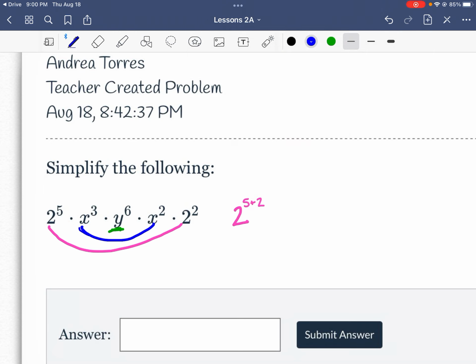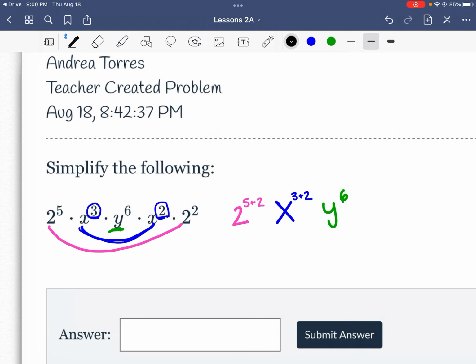Now let's focus on my x's. I have an x. I'm going to keep the base. And what exponents do I have? I have 3 and 2 right here. So I'm going to do 3 plus 2. And then I have a very lonely y that just has a 6 to it.